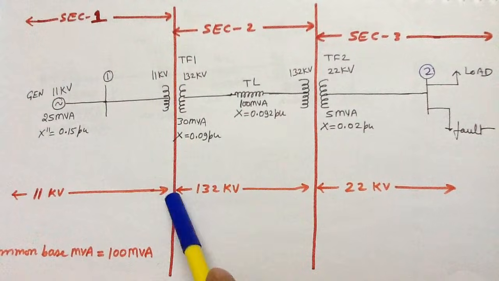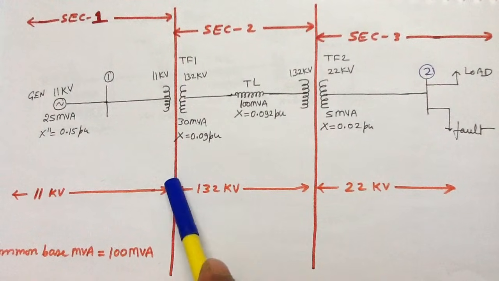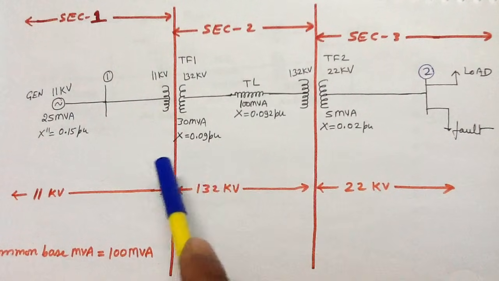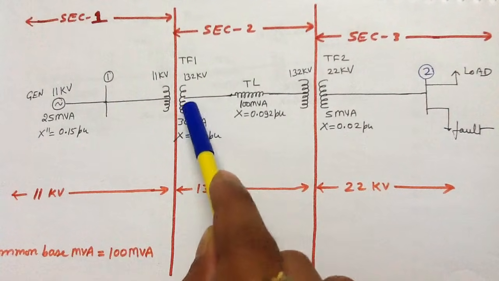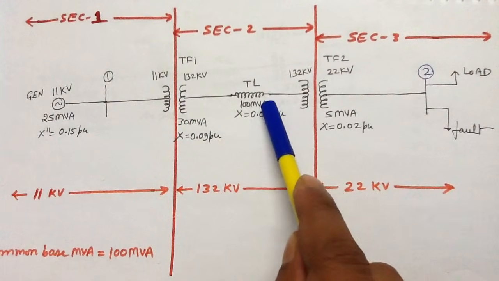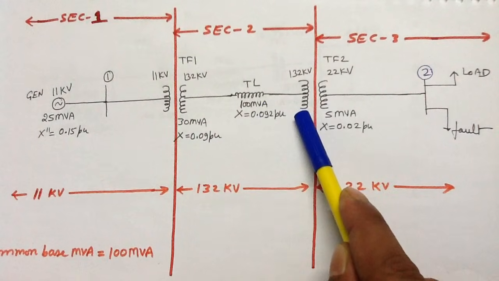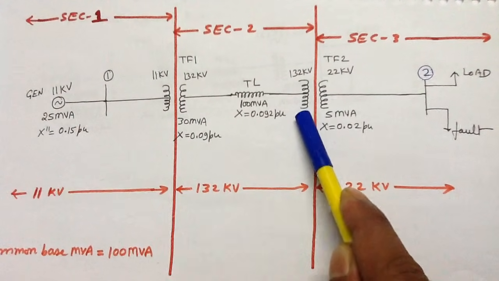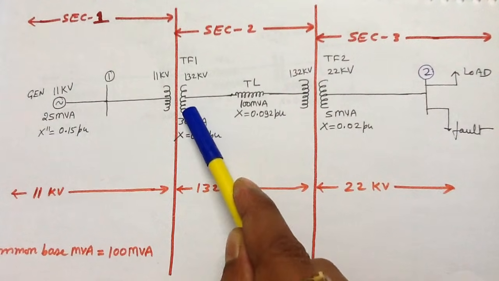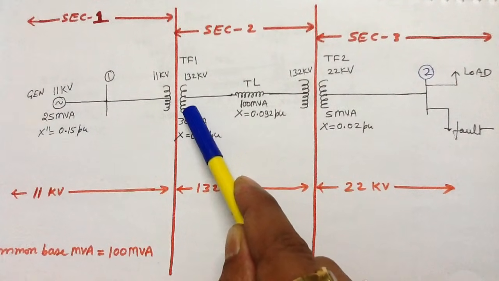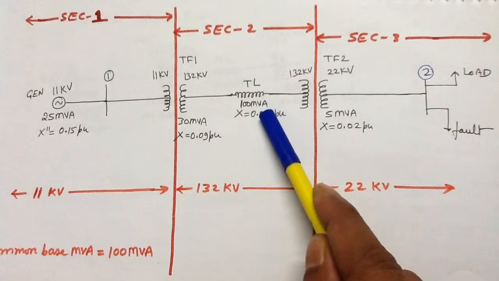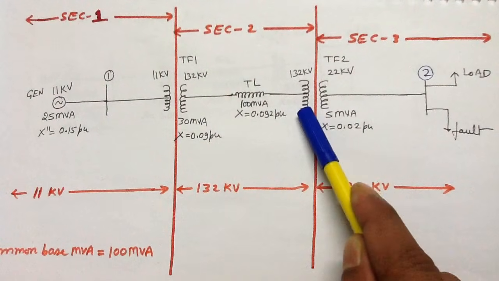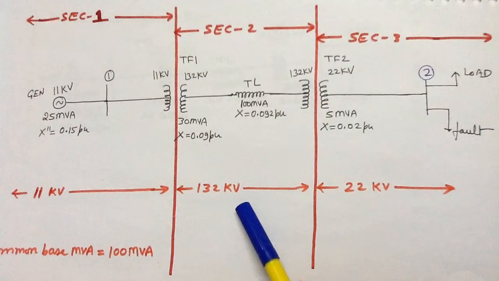You can see here the range of 132 kV is from this point to this point. So in this section number 2, the HV winding lies, and there is a transmission line, and there lies the HV winding of transformer number 2. So you can say that the new base voltage for the HV winding of transformer number 1 is 132 kV, the new base voltage for the transmission line is 132 kV and the new base voltage for the HV winding of transformer number 2 is 132 kV.